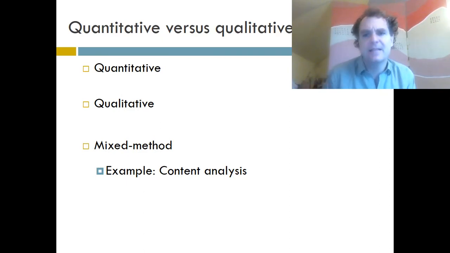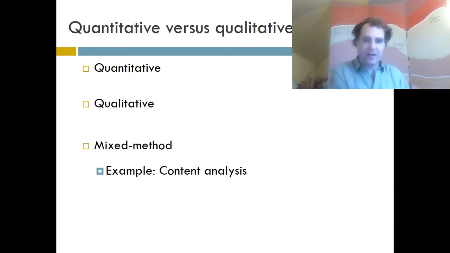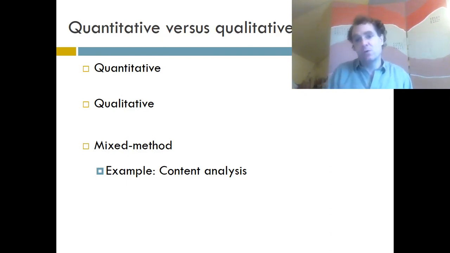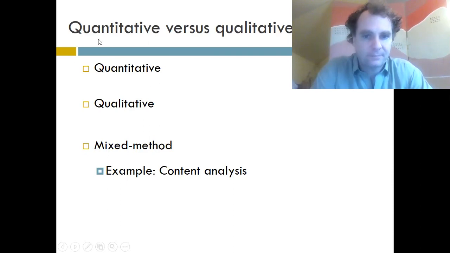And so these are some basic divides within the field of sociology. Quantitative research turns things into numbers, qualitative research does not, and instead does a rich description, and mixed method tries to do both. One more debate.